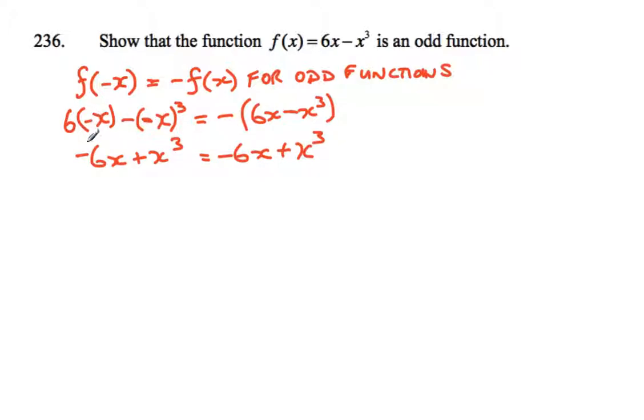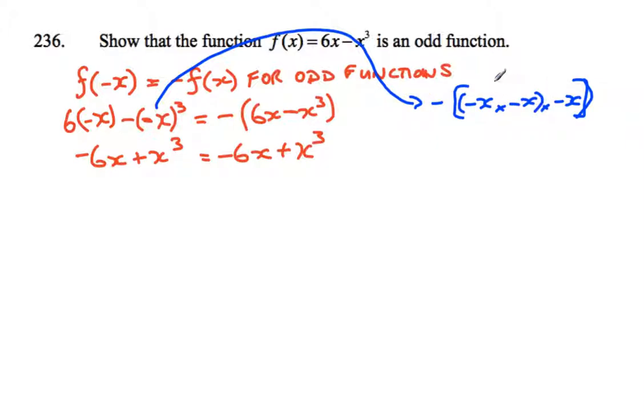6 lots of minus x is just minus 6x. Now, let's just move over here with this one. Give myself a bit of space. We've got a minus in front of a minus x cubed. Now when we've got minus x cubed, we've got a minus x times a minus x times a minus x. And when you have a look at this section over here, minus x times minus x, if we did that first, we would get x squared. Then when we multiplied it by a minus again, we would get a minus x cubed.